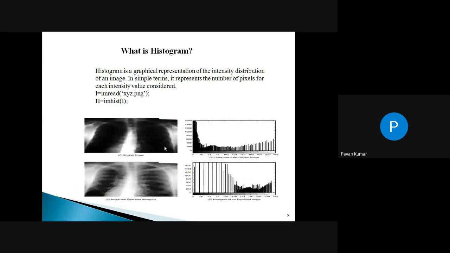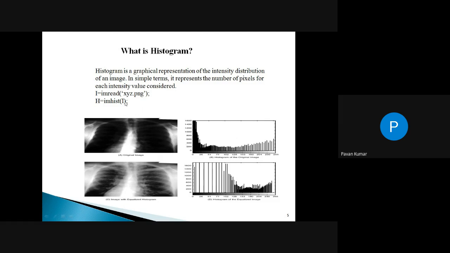Before going to that, what is a histogram? Here we are having an image. If you take an original image, I am reading the image and using the command imhist of I, so that it generates this. So what can we understand from this? From the histogram, what can we analyze? We can take the features of the image.